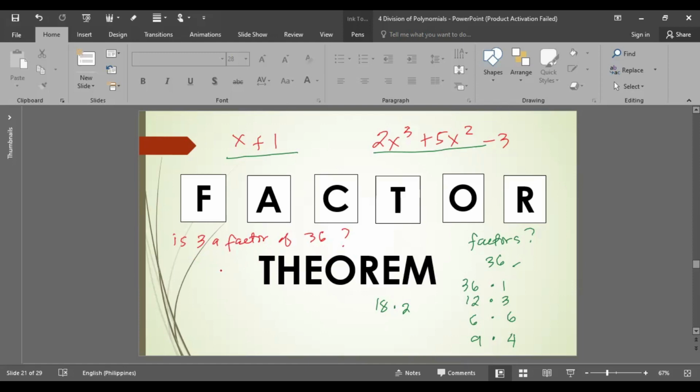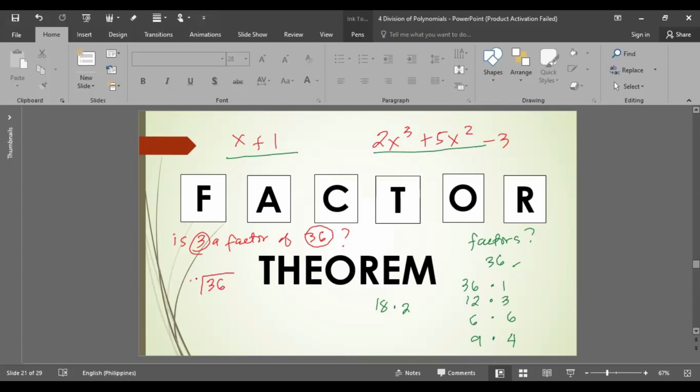To check, you can just do the mental math if the question is easy for you. Even mental math can do this. But sometimes, we still have to use our scientific calculator just to verify it. We divide 36 by 3. If the answer of the calculator is not a decimal number, it means 3 is a factor of 36. And sometimes we use the long division method like this.